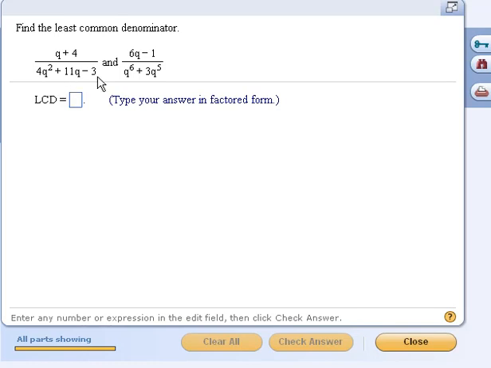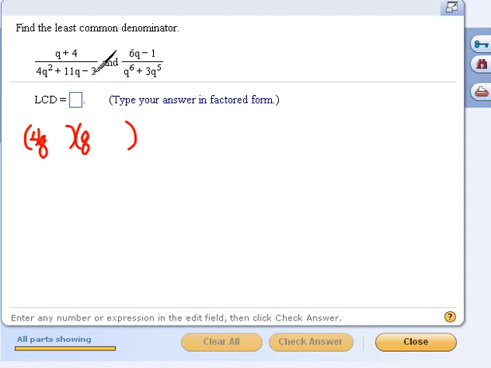So let's look at this first one here, the 4q squared plus 11q minus 3. And let's see if we can factor that down. Normally, whenever we factor these with a number in front of the squared term, we do the product sum method. But this one actually is not going to be too bad just to use trial and error, because 4q squared we can break up into 4q times q, and 3 can only be 3 and 1.